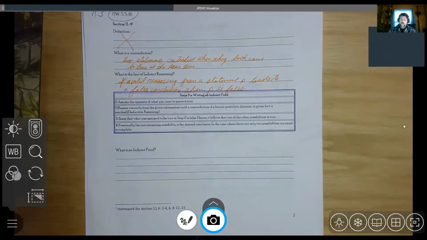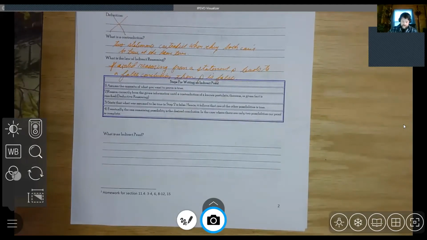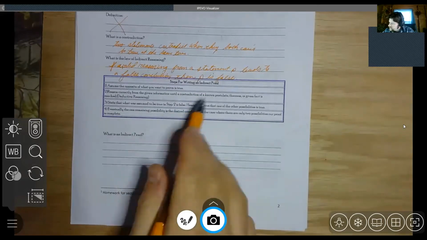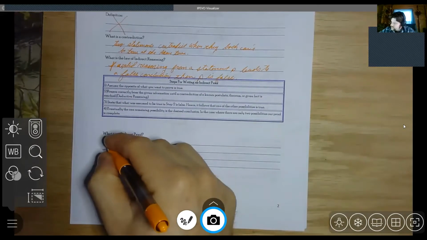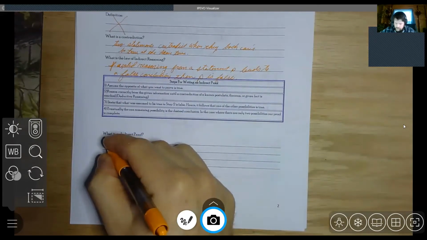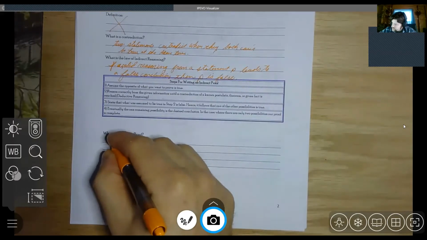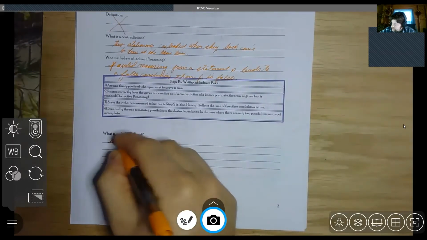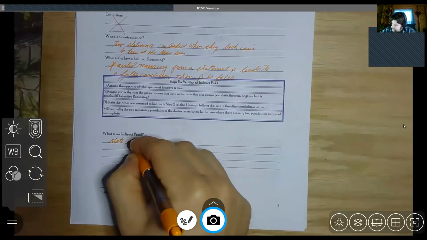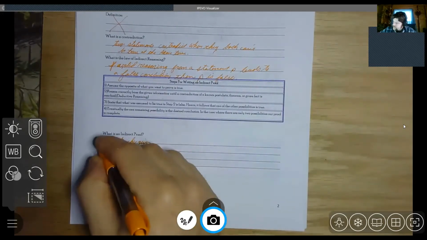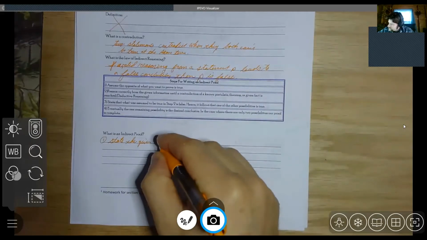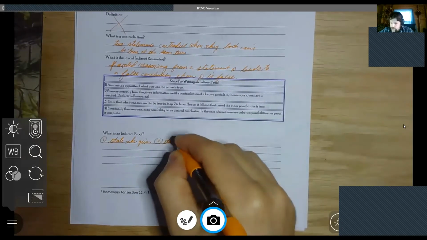So here are the steps we're going to be following. So what is an indirect proof? It's this idea here, right? Kind of like before, you're going to state the given. So state what is to be proved.